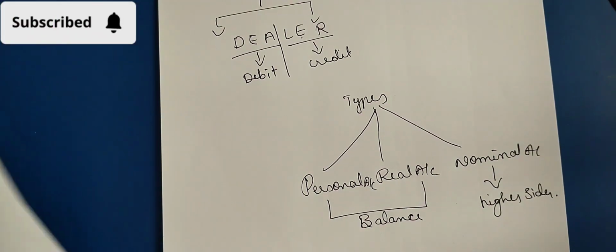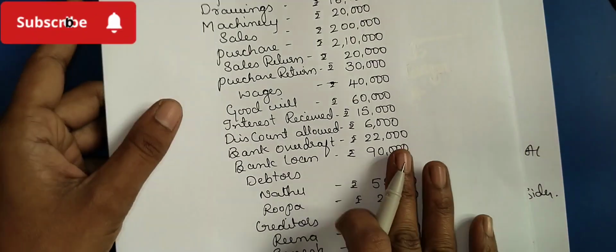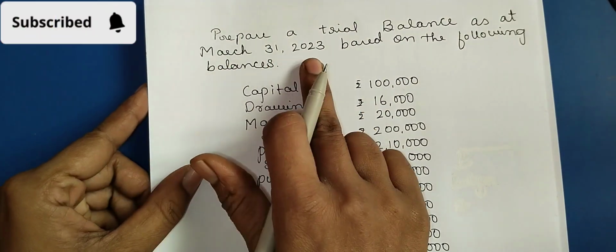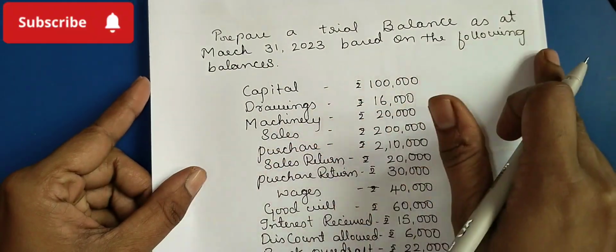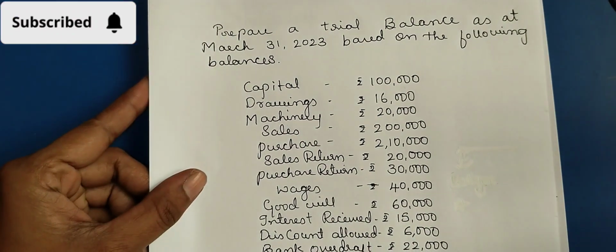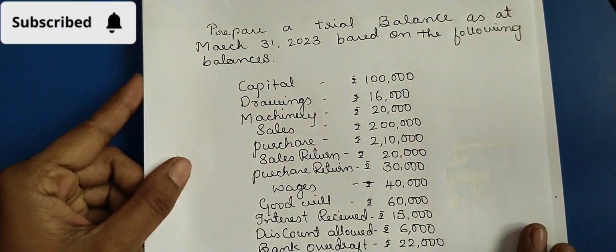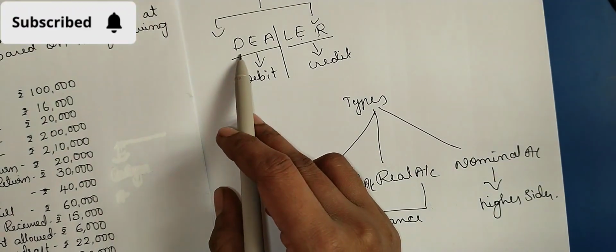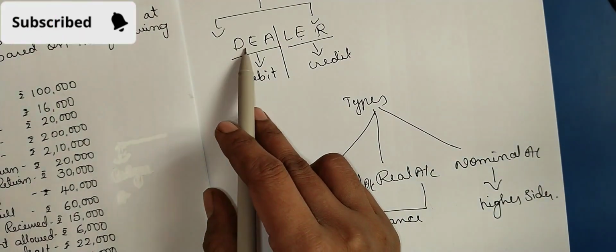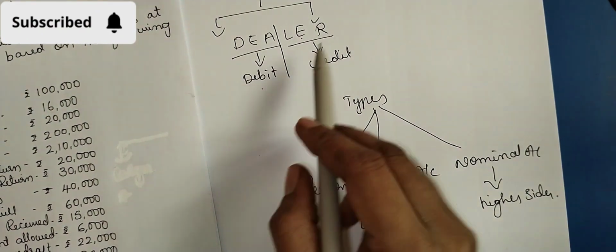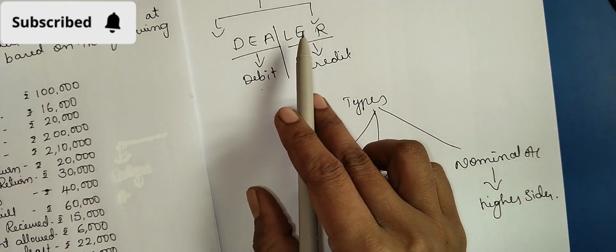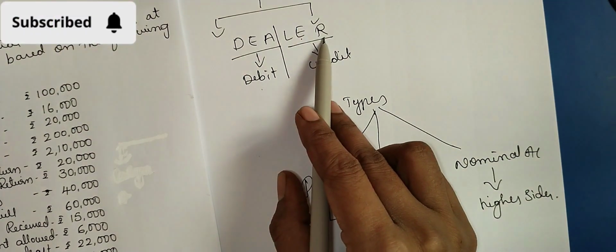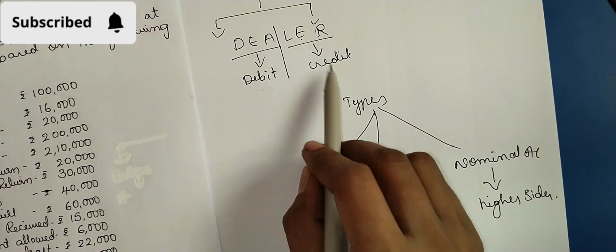So now today we are not going to prepare any ledger accounts. Already they have directly given balances. March 31st, 2023, based on the following balances, we need to prepare the trial balance. Now we know we need to record drawings, dividends, expenses, assets, debit side, and liability, then equity or capital, and revenue we are recording under credit side.